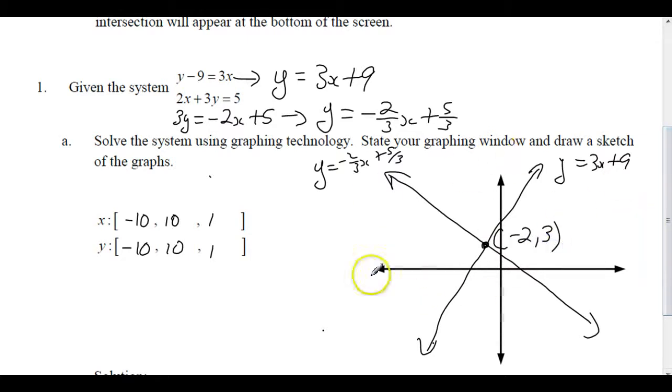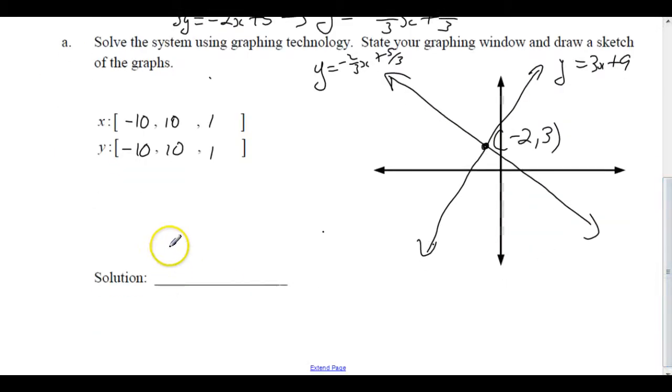So there's our system of equations, right? Two graphs solved graphically using a graphing calculator. And the solution is an ordered pair. Don't just write down x equals negative 2, y equals 3. Show it as an ordered pair, right? You need parentheses and a comma in between, and that's our solution.